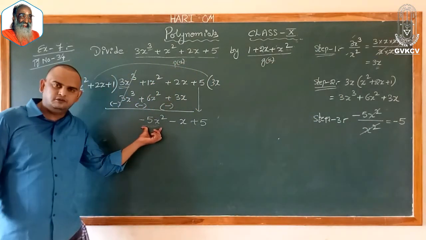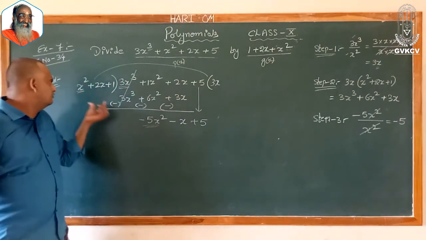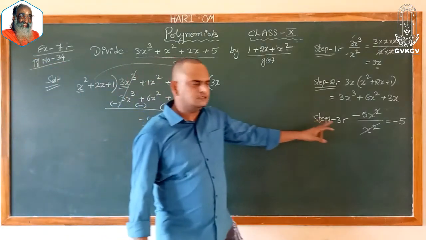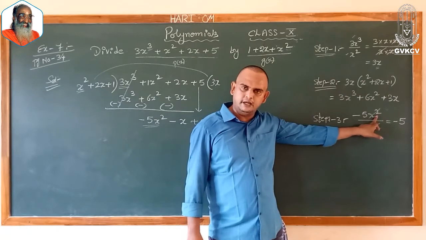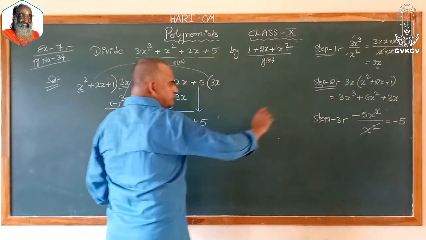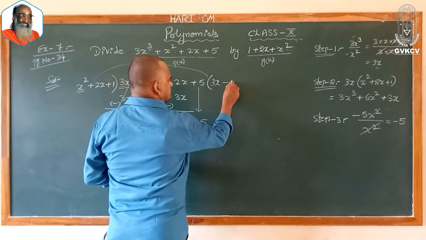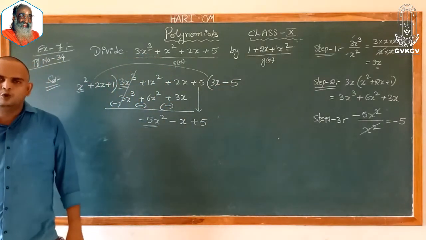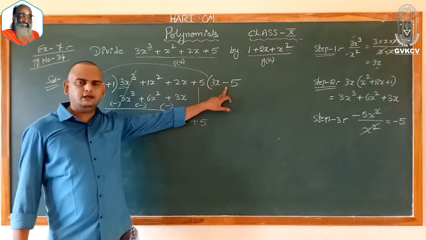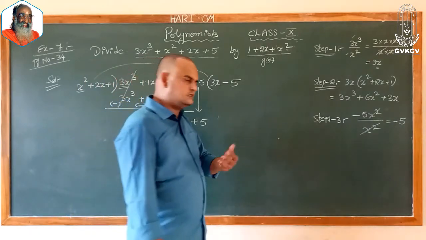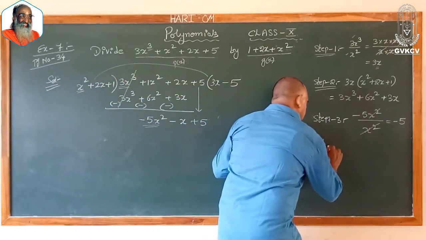So, the first term of the dividend by the first term of the divisor: when we do this, x square gets cancelled. Finally, what I have is minus 5. Now where do we need to put that minus? In the quotient place. In place of the quotient, we have to take minus 5. That is step 3. Next, what is the other step we need to continue?